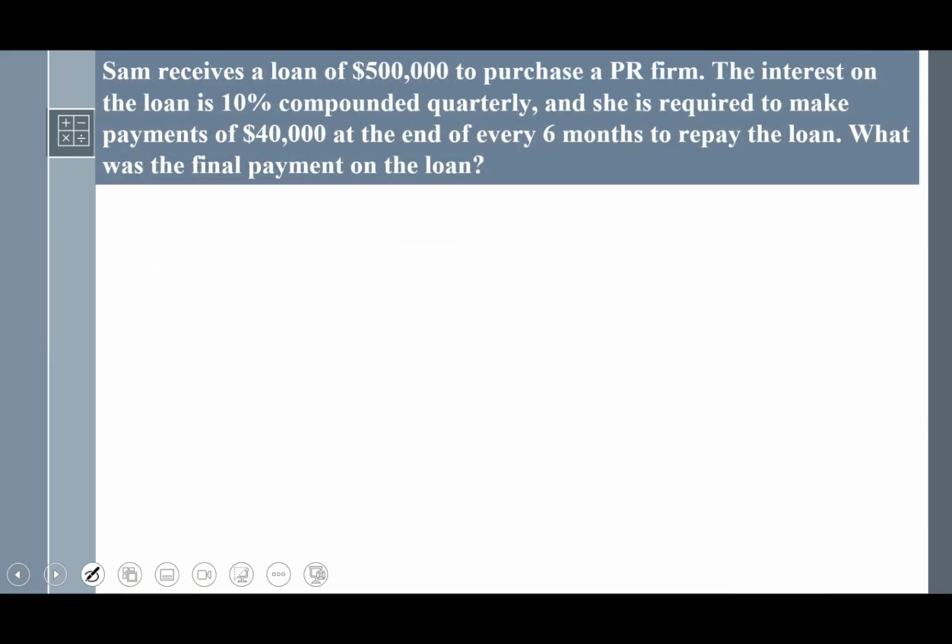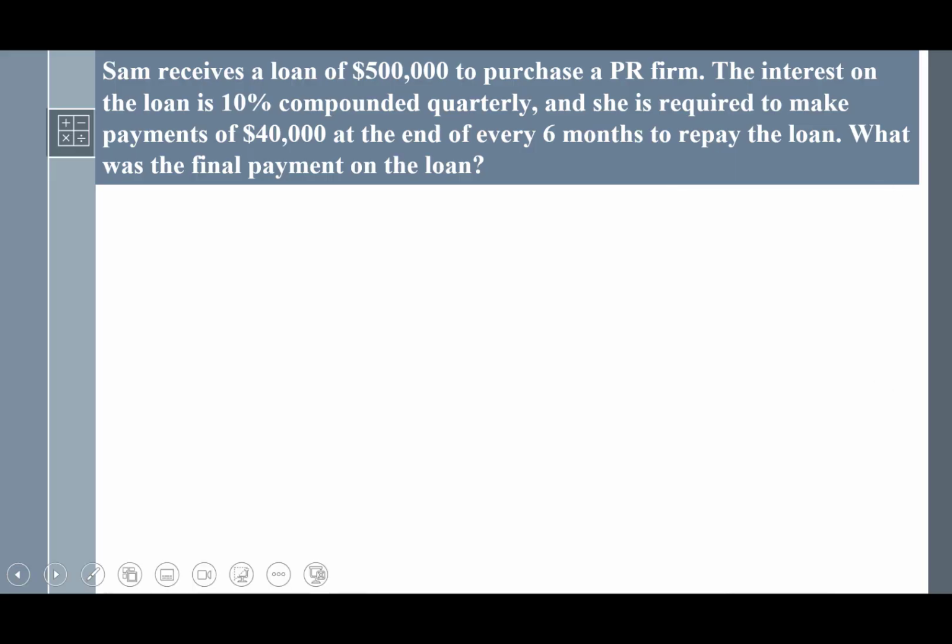So let's look at this question. Sam receives a loan to purchase a PR firm. The interest on the loan requires a payment of $40,000 at the end of every 6 months to repay the loan. What was the final payment on the loan? The final payment.